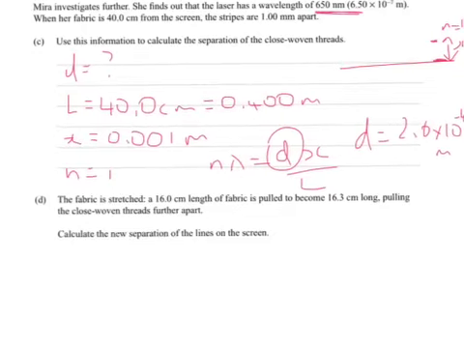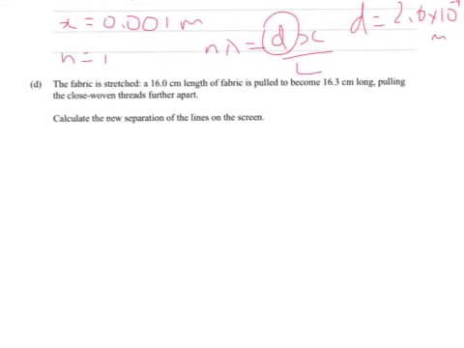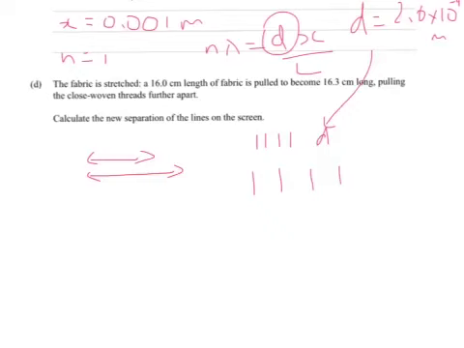Moving on. The fabric is stretched, a 16 centimeter length of fabric pulled out to become 16.3 centimeters long, pulling the close woven threads further apart. So the gaps, if you consider them a particular distance of spacing, which is what we calculated above, D, it's now going to spread them further apart. So now we've got a new D, we'll just call it D dash. Calculate the new separation of lines on the screen.